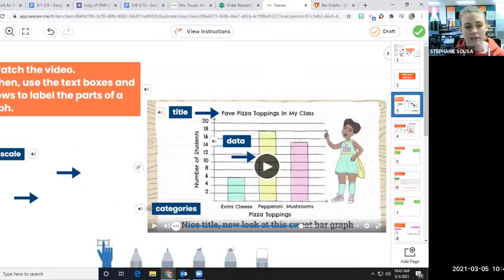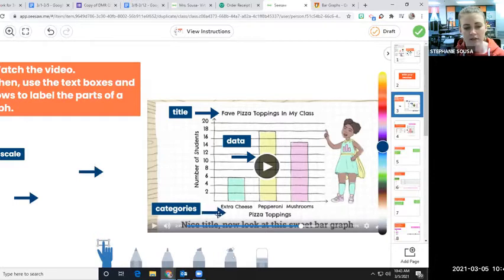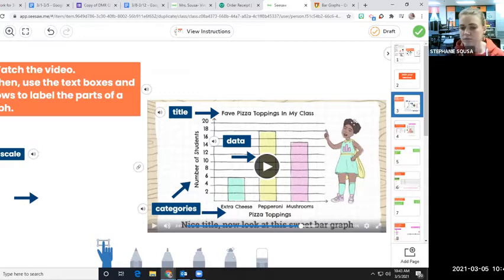Categories. Our categories, there are 2 of them. I'm going to duplicate this arrow so that I can label both categories. That is the name of the pizza toppings and the number of students. We've got 2 categories here. Categories are the groups of information. Any questions on that so far?